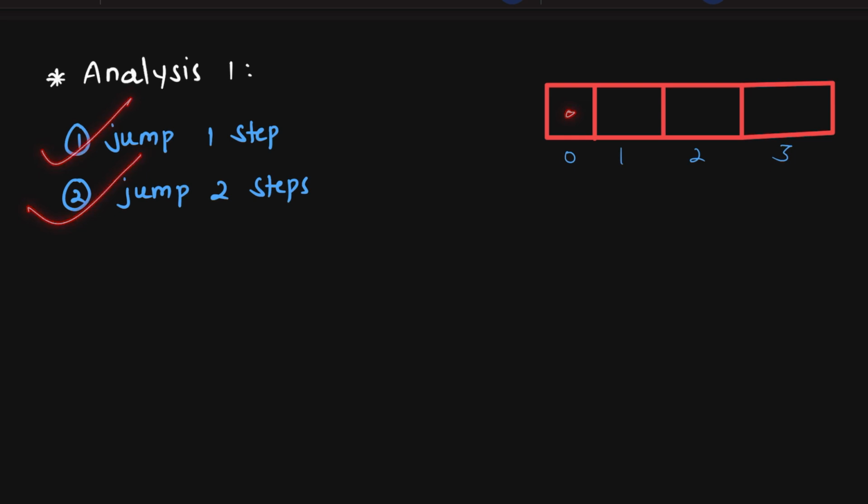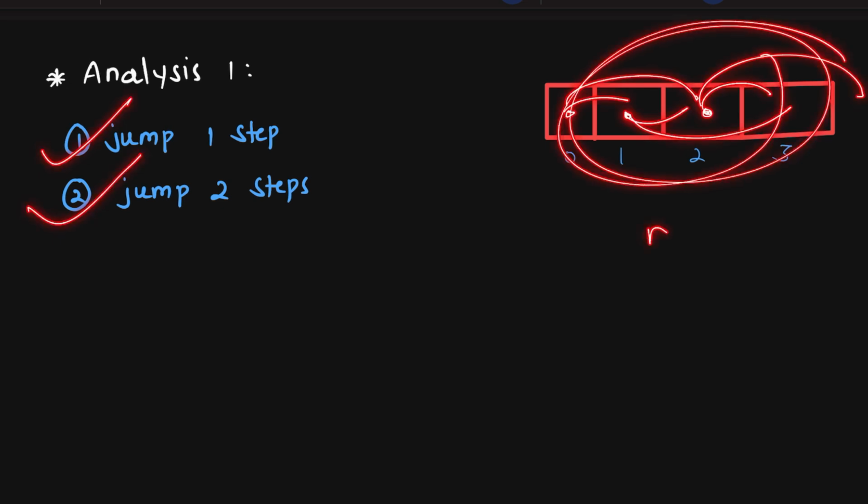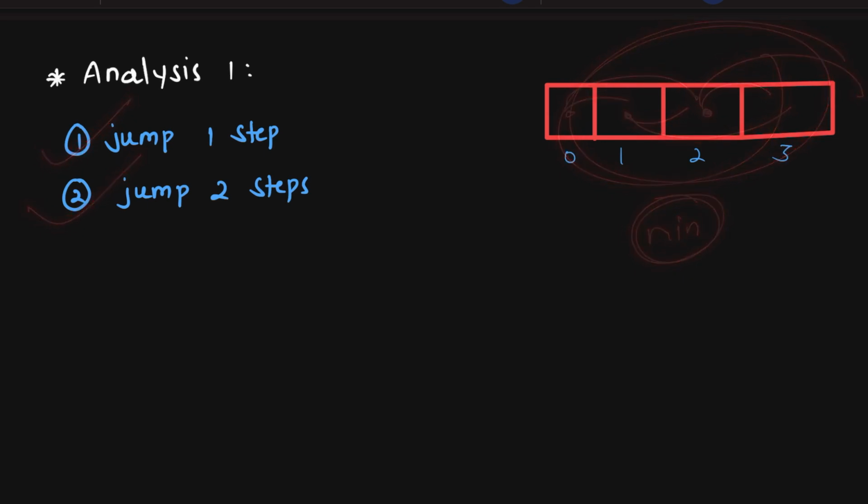So from this position I will jump 1 and jump 2. Again from this position I will jump 1 and jump 2. Again at this position I can jump 1 and jump 2. Among all the possible choices, whatever minimum answer I get, I will simply return that minimum answer.